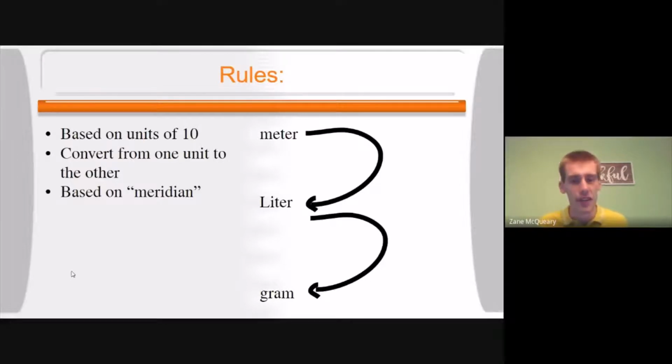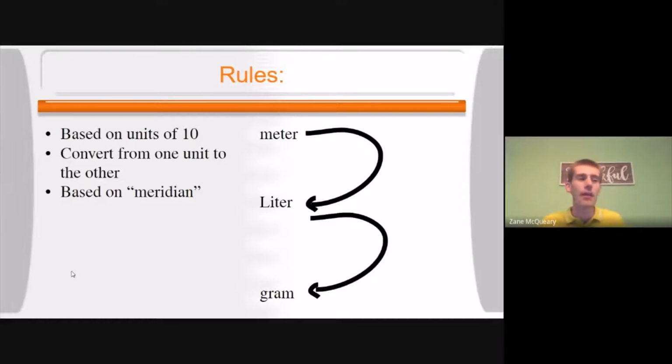So what that means is that you can get to liters from meters. You can get to grams from meters. You can get to lumens from meters. You can get to moles from meters. Meters is the base of the metric system, believe it or not. And they said the meter is going to be based on the meridian. Basically, they wanted something in nature that you could base it on.